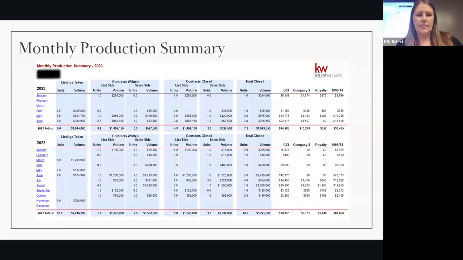Another report that people like is the monthly production summary. You find it in the same place as the multi-year trends, and it's sort of the same thing, just in a different view. But I like to highlight this one because people do like this report.